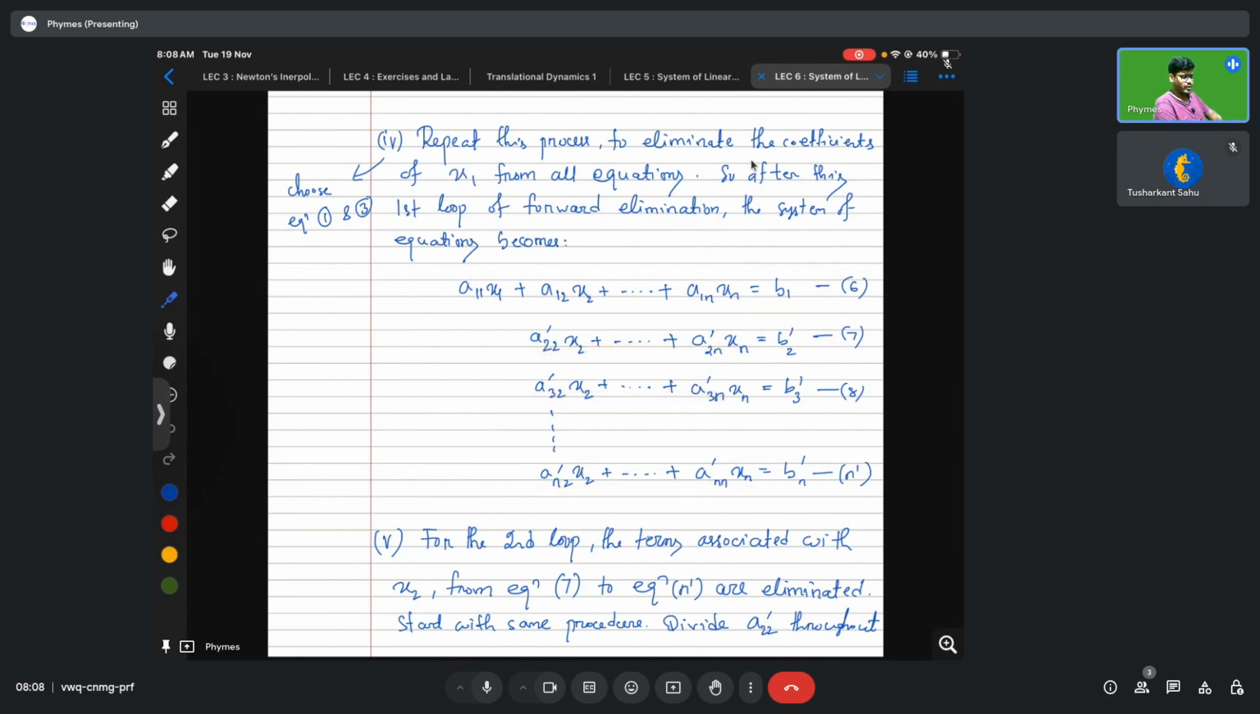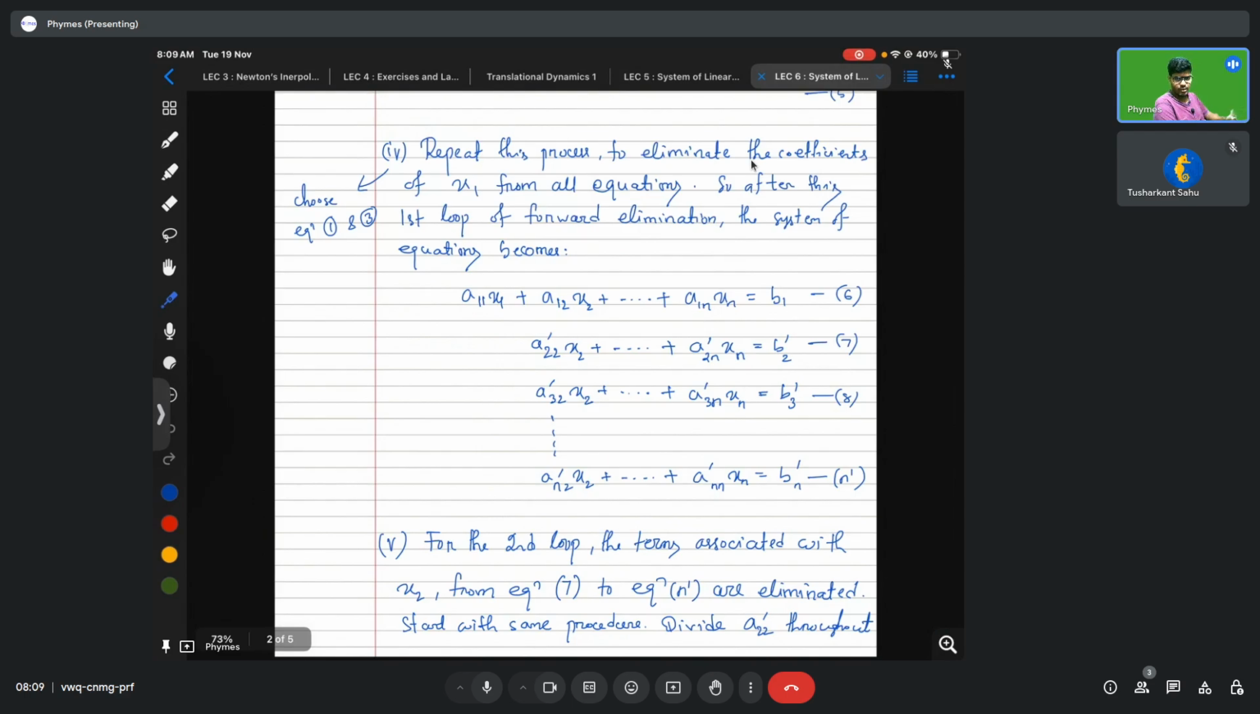So how to carry out this whole process? First you have to start with this equation. This is your central equation, and here you need to divide by the coefficient of x1 everywhere, multiply by the coefficient of x1 from the other equations, and subtract that modified equation from all other equations, right? In that way you will eliminate all these x1 values, and after the first loop of forward elimination, these x1 values will be eliminated.